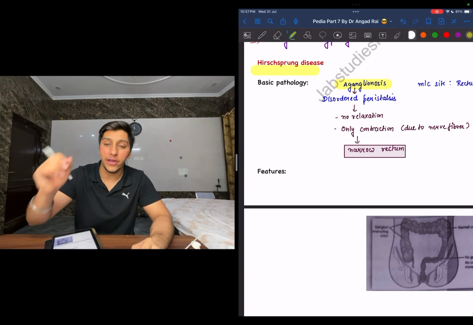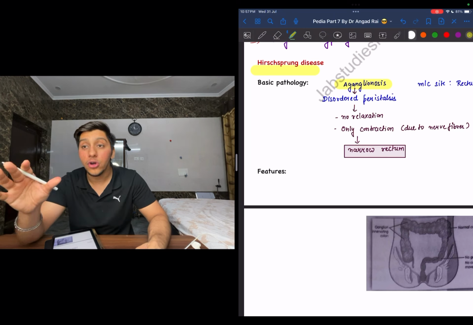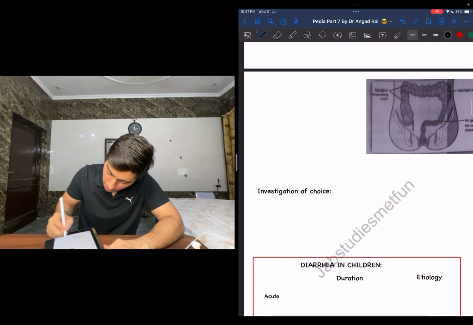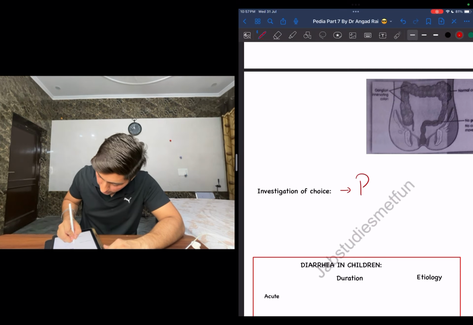So there is disordered paralysis, no relaxation, only contraction. That's why you will have a narrow rectum. Now, how do you diagnose aganglionosis? This is a PYQ they have asked multiple times. It is going to be by rectal biopsy.